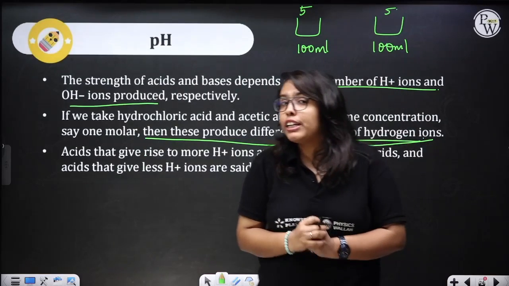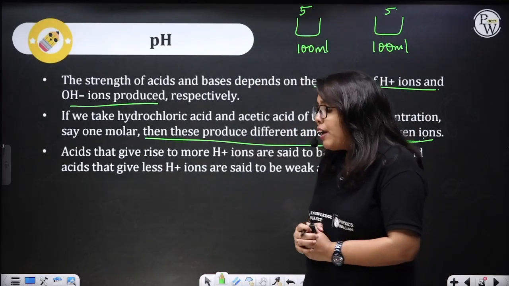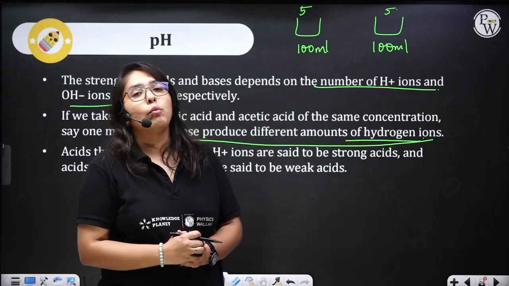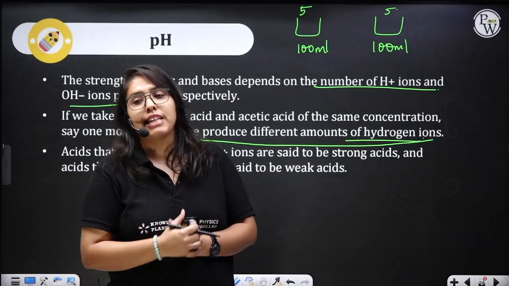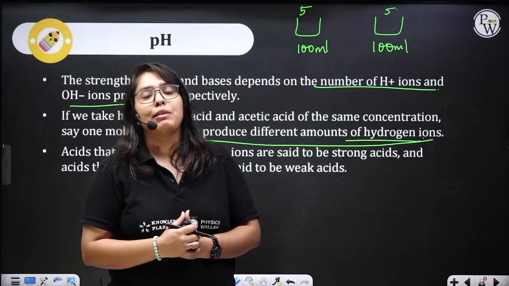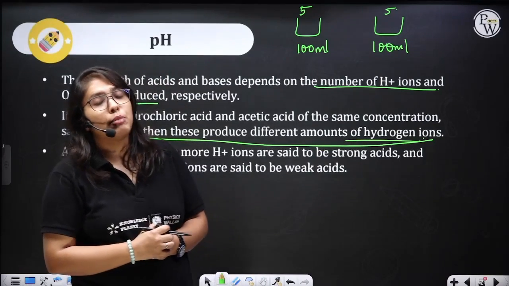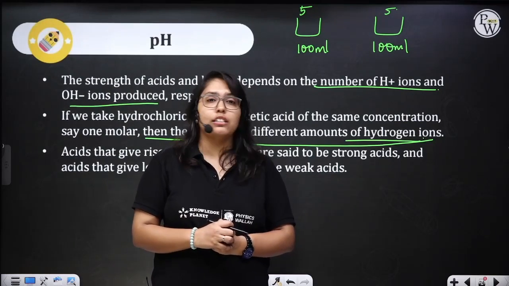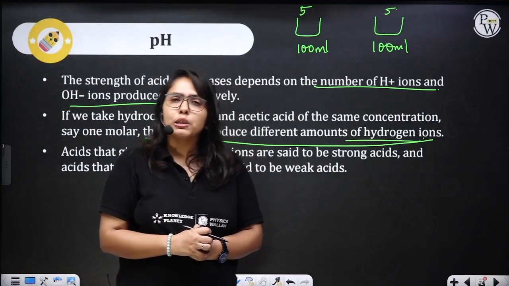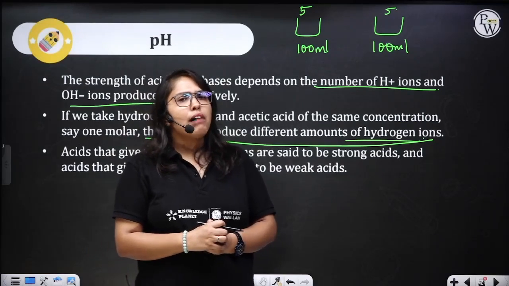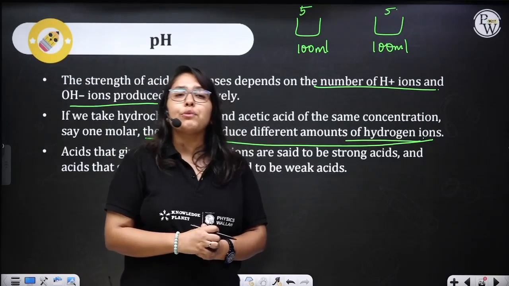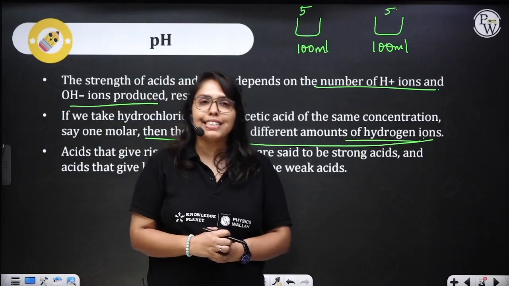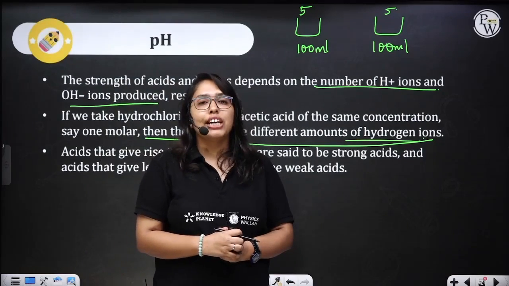As I've already told you, when you talk about strength, we have to understand that strong acids are the ones which easily let go of H plus ions, which easily dissociate to give rise to their H plus ions. Whereas weak acids do not easily dissociate to give rise to their H plus ions. So what we are trying to understand is mineral acids are generally strong acids and organic acids are generally weak acids.